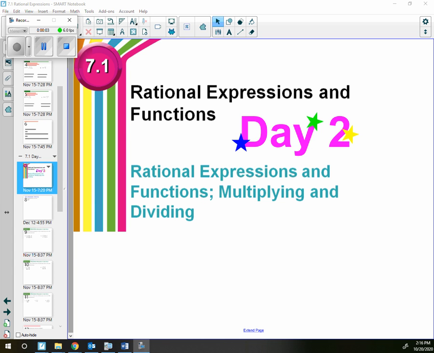Alrighty, so we're going to be taking a look at rational expressions and functions part 2 here. We're going to get into actually doing operations and being able to look for those common factors and be able to reduce. So rational just means ratio. So we're looking to see how we can simplify and work with things that are ratios.